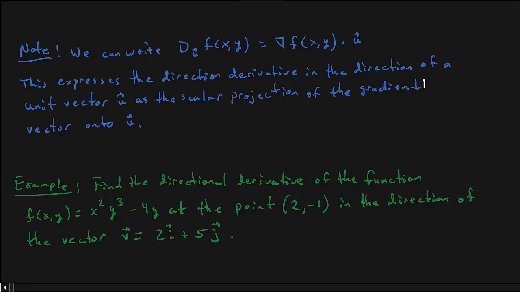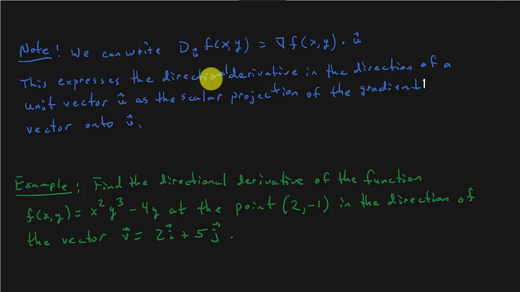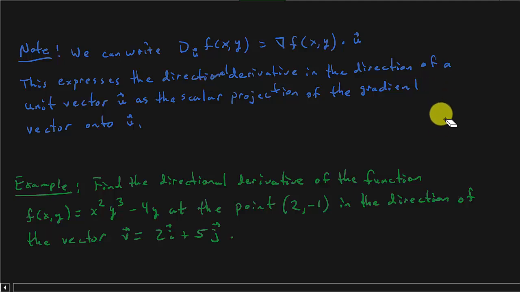All right, so we have a note here. It says we can write the directional derivative of f as the gradient of f dot product the unit vector u. This expresses the directional derivative in the direction of a unit vector u as the scalar projection of the gradient vector onto u.